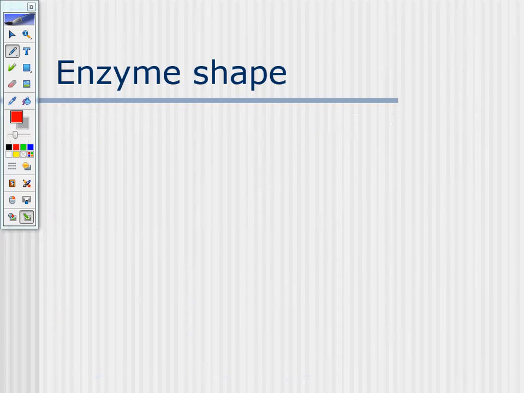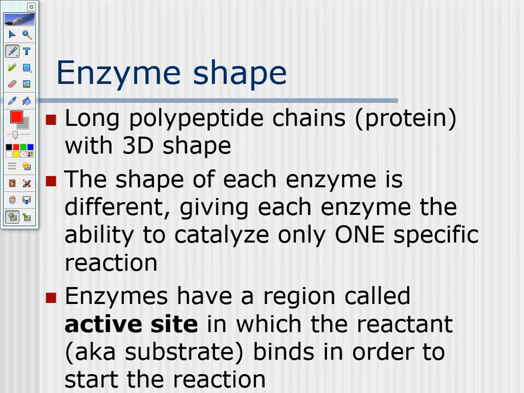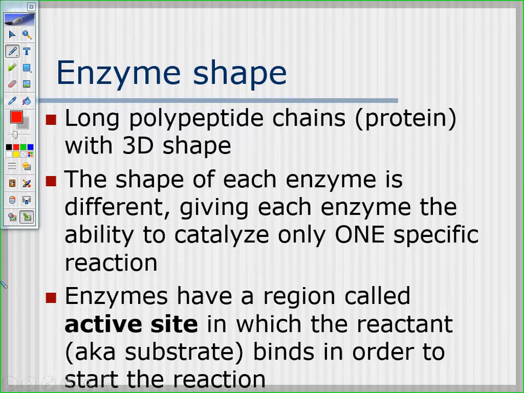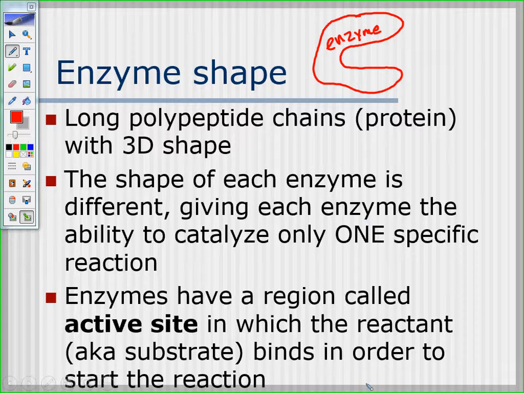Okay? Enzyme shape. Now, this is going to blow your mind a little bit. A student sitting in a class in 1965 saw his teacher draw this and say that this was an enzyme. Then the teacher drew this and said, this is my substrate coming in. And that person later became a multi-millionaire. What do you think they invented? Pac-Man, and eventually Ms. Pac-Man.